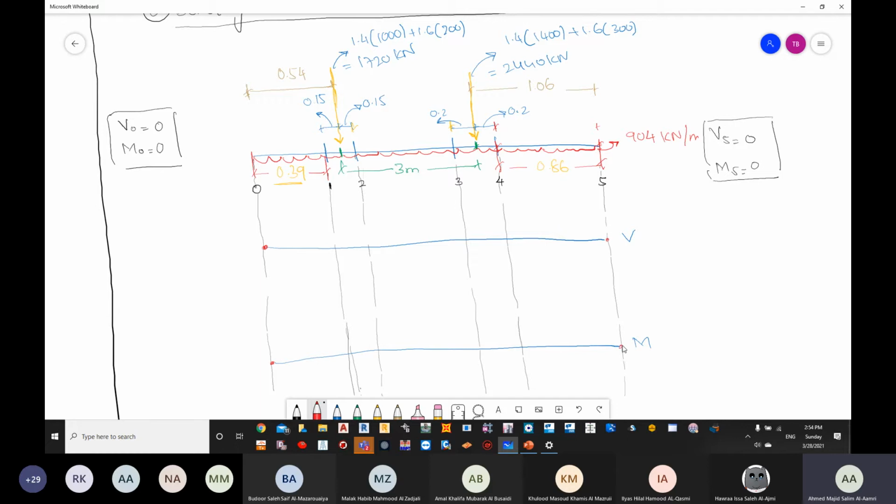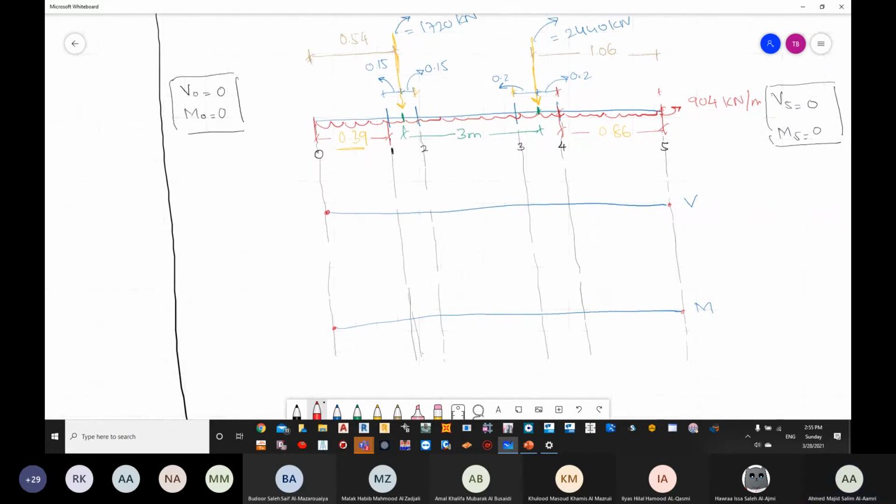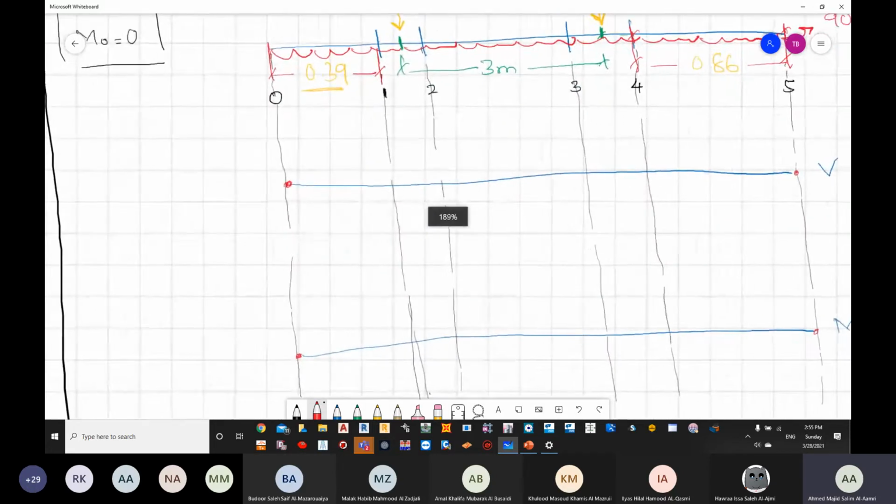Are we okay with these points? Are we okay till now? Okay, very good. Now we are going to calculate for point number 1.